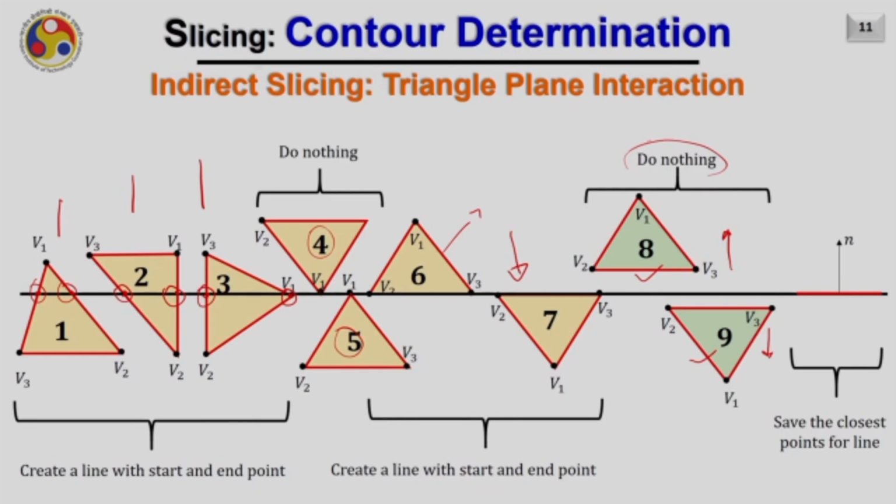Next, you have to save the closest point for the line where all 3 are. When all 3 points are lying on the horizontal plane, like in the 10th case, you have to save the closest points for the line and obtain the line from the triangle itself.